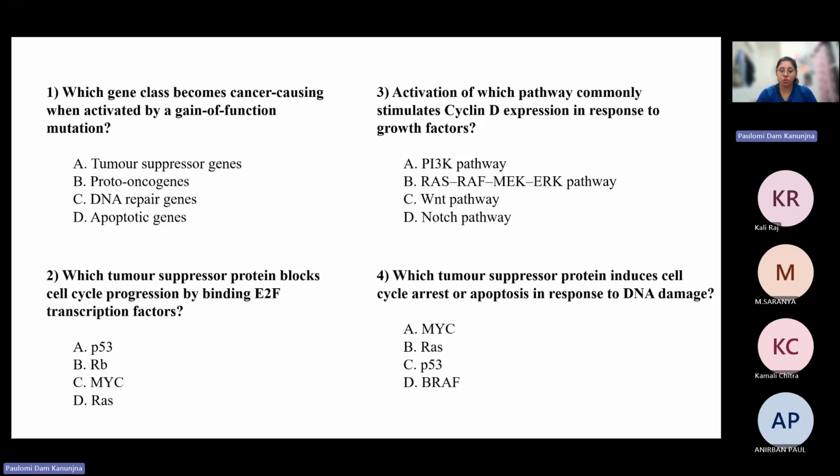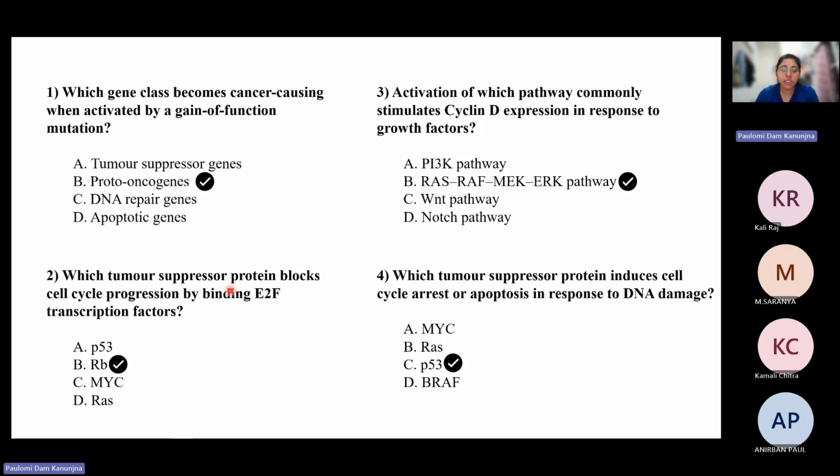Okay, let's move ahead. So this we already know, right? Proto-oncogenes, it means they can become oncogenic. Proto means they are more favorable to become oncogene. That's why gain of function gives them that feature, right?